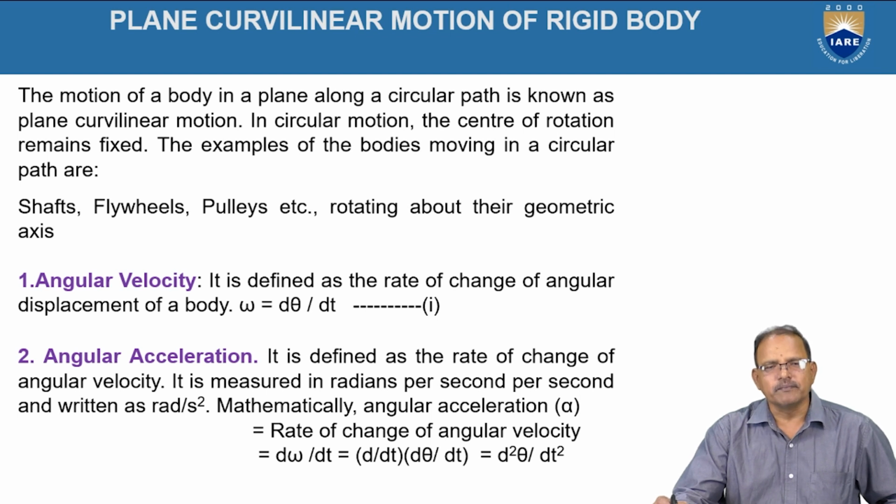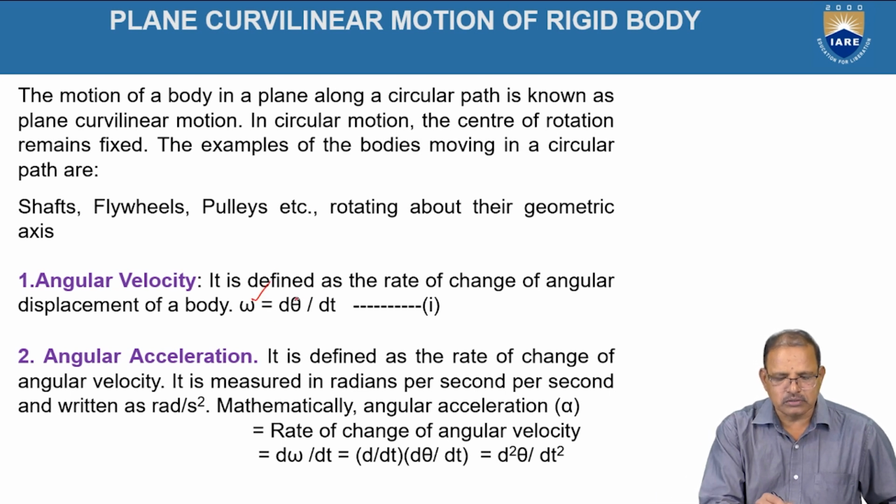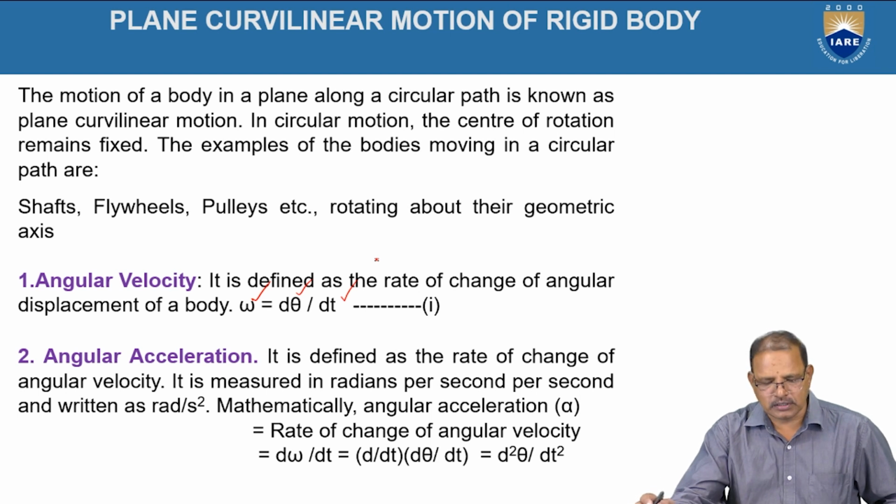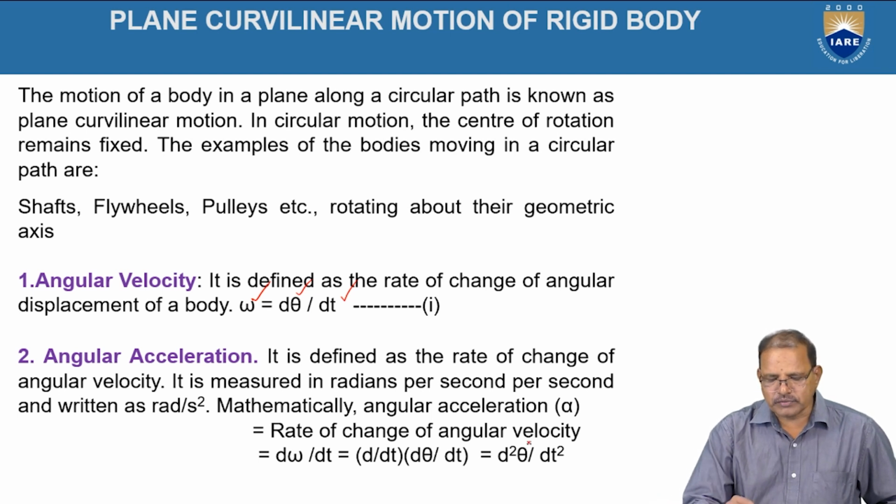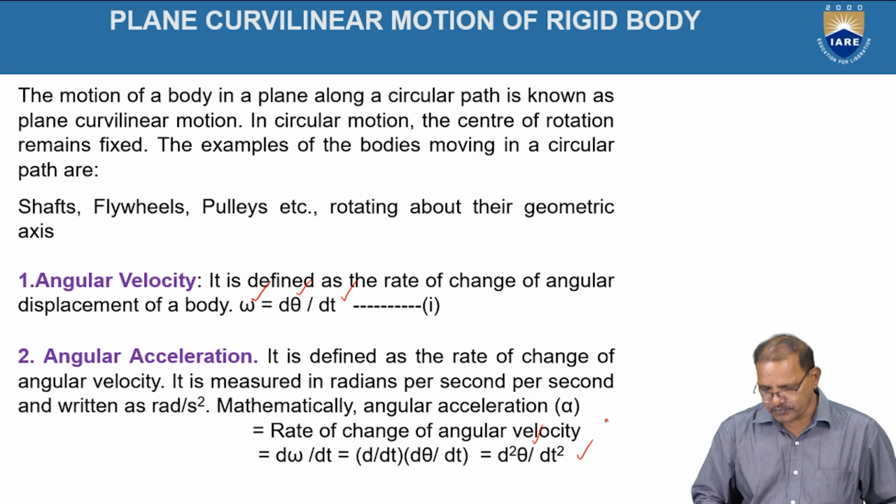If theta represents the angular displacement of the body in time t seconds, then angular velocity is given by omega is equal to d theta divided by dt. Angular acceleration is the rate of change of angular velocity. Generally, it is measured in radians per second square. So, the rate of change of angular velocity, d omega by dt, is equal to d square theta divided by dt square.